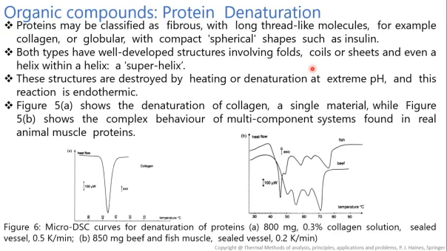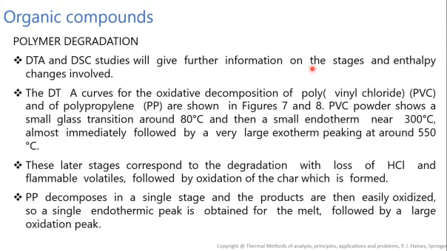It shows the microDSC curve for the denaturation of proteins. In A, 800 mg of a 0.3 percent collagen solution is sealed in a vessel and heated at a rate of 0.5 Kelvin per minute. And in B, 850 mg of fish muscle is sealed in a vessel and heated at a rate of 0.2 Kelvin per minute.